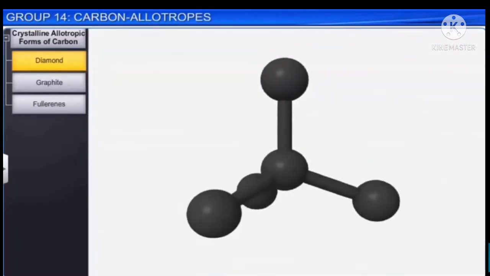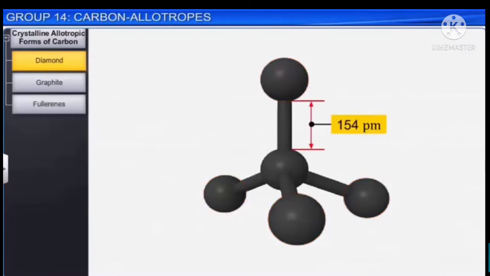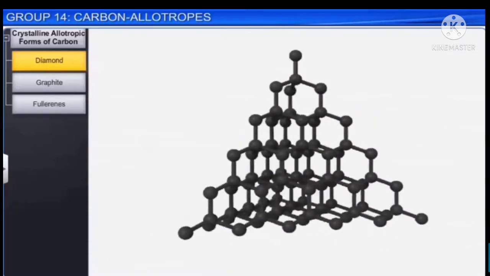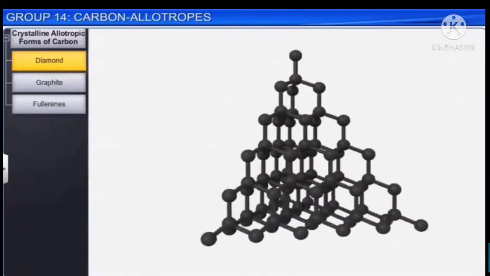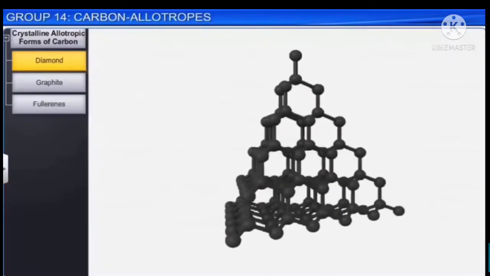Each carbon is bonded to 4 other carbon atoms situated tetrahedrally around it. The C-C bond length is 154 picometers. This directional network extends in space and produces a 3-dimensional network of carbon atoms as shown in the illustration.